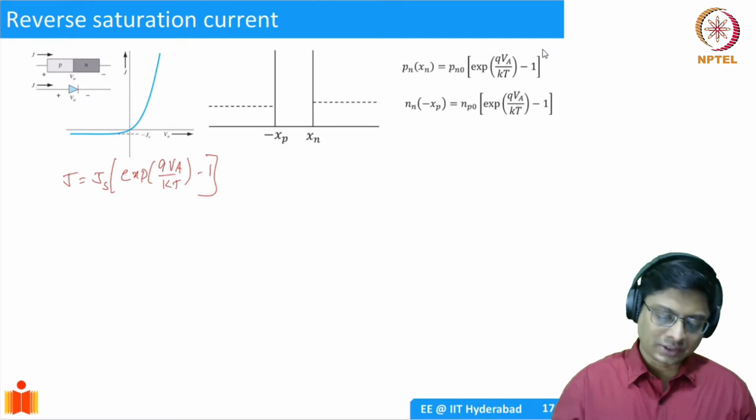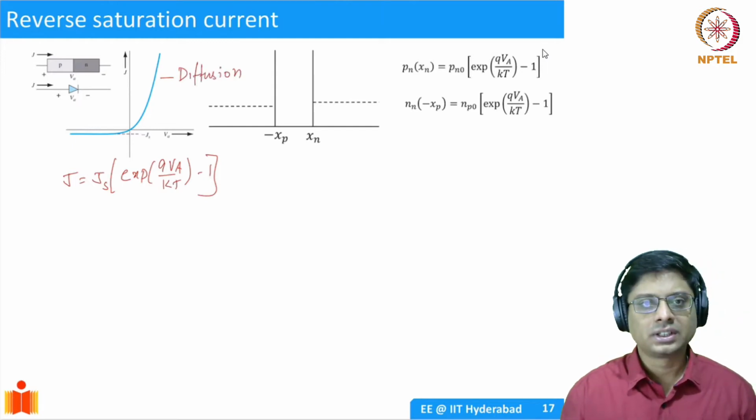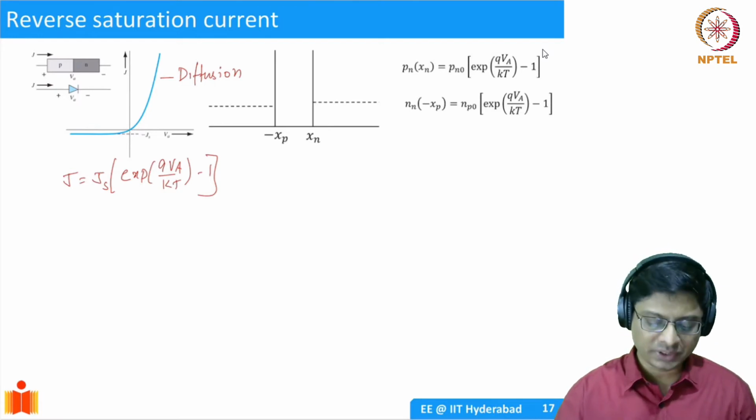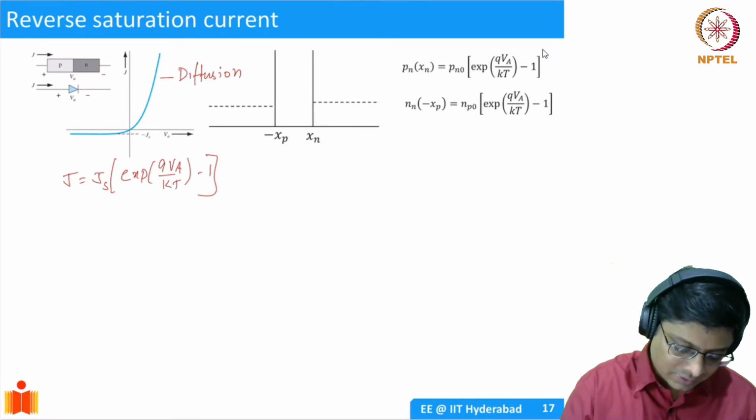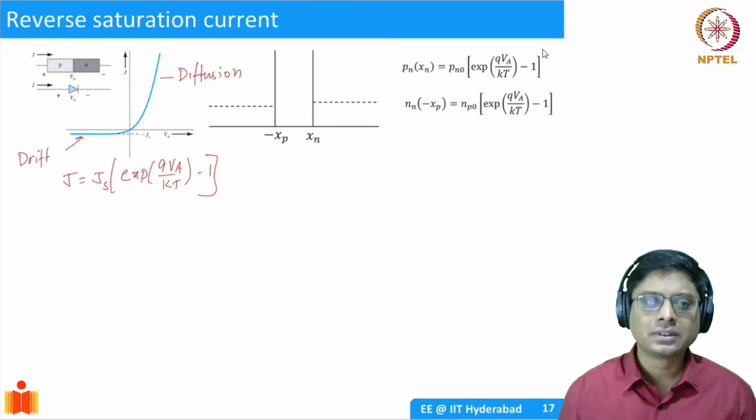But let's try to reconcile. In the forward bias, we said that diffusion current is dominant, and that seems to be okay, right? As you increase the applied voltage, there's a greater amount of diffusion, and you see a greater amount of current flowing. But if you look at the reverse bias, here we said that drift is dominant. Drift current. There is no diffusion because there's a barrier, right?